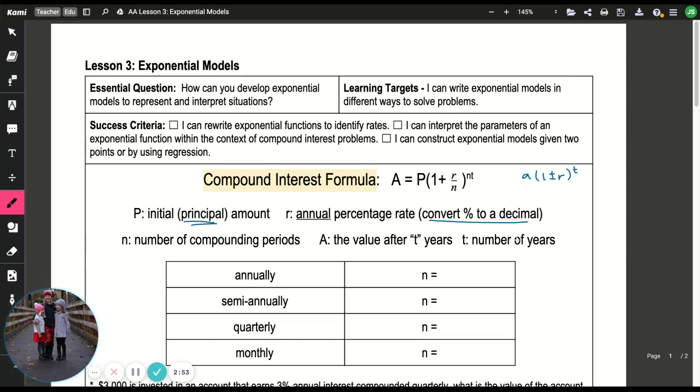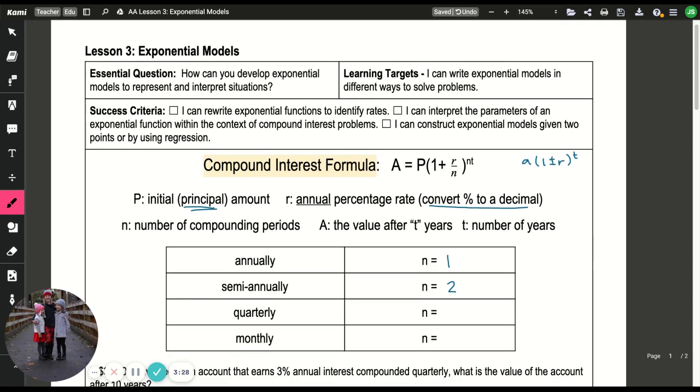So if your bank says, we will compound your interest annually, annual means year. So that means you are only getting it one time each year. So your n, your number of times, is 1. Semi-annually, semi means 2. If there are any shoppers, Nordstrom has a semi-annual sale that happens 2 times each year. So your n is 2.